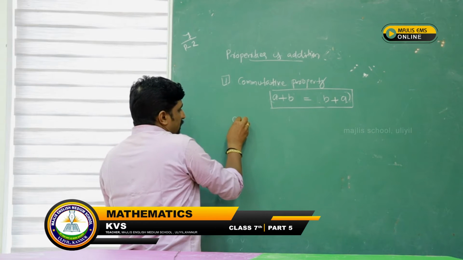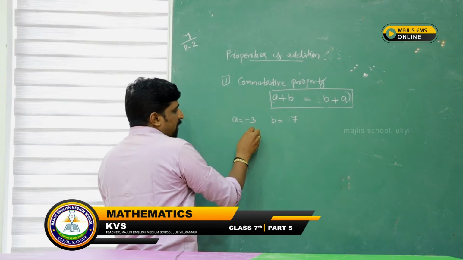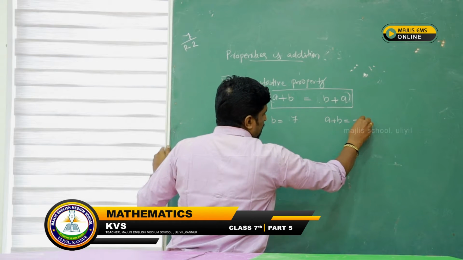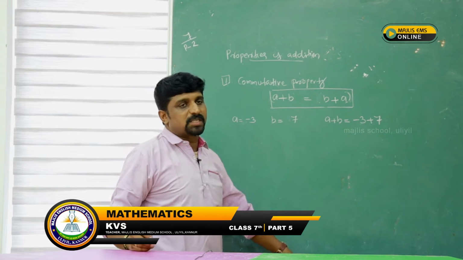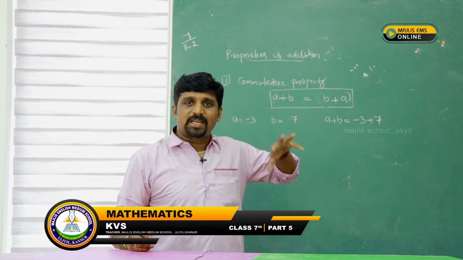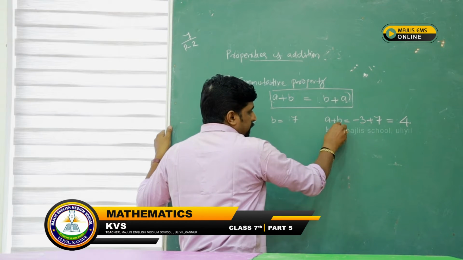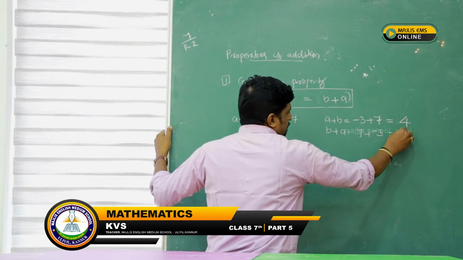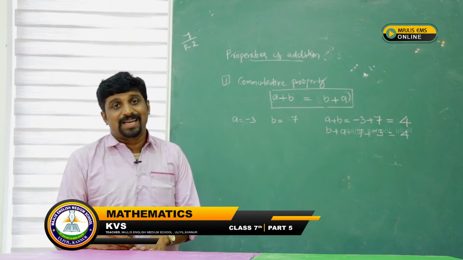Suppose a equals minus 3, b equals 7. We can find a plus b first. A plus b equals minus 3 plus 7. You know addition of positive and negative numbers. Different signs are there, therefore we subtract and put the greater sign. Therefore the answer is 4. Next we find b plus a. B plus a means 7 plus minus 3. Again we got 4. We got the same answer for a plus b and b plus a. This is known as the commutative property of integers.